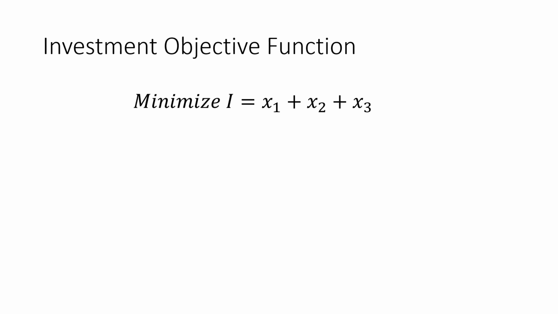Our objective function. This is what we're trying to minimize. We're trying to minimize the amount that we invest. And what is that? Well, that's simply the sum of the amount we invest in each stock. So it's a pretty straightforward objective function. It's just the sum of the 3 variables.